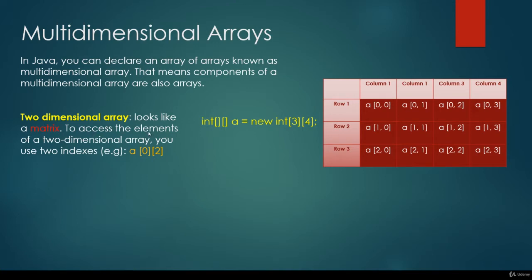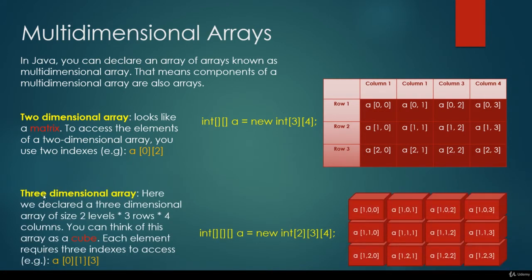In order to access the items of a two-dimensional array, we have to define two indices, the row index and the column index. So this is how we can create a two-dimensional array. In this case, we create 3 rows, as you can see, and 4 columns. And as you can see, the indices start with 0. So row index 0, row index 1, row index 2, and the second index is for the column index. So column index 0, column index 1, column index 2, and column index 3.